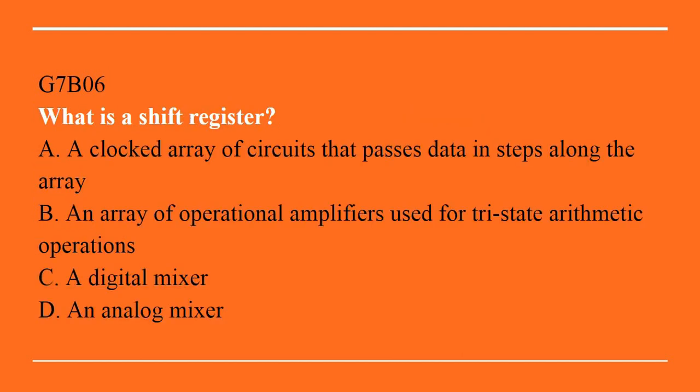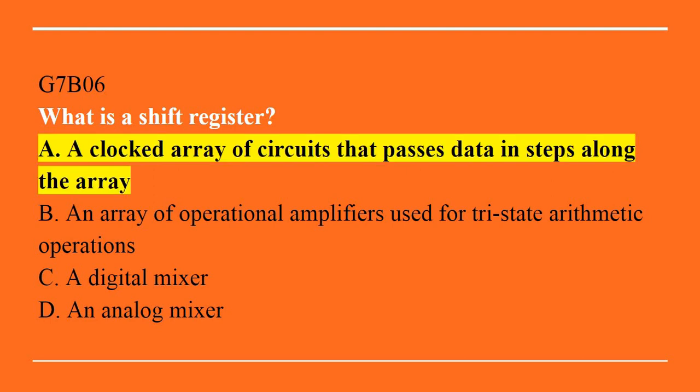G7B06, what is a shift register? A, a clocked array of circuits that passes data in steps along an array. B, an array of operational amplifiers used for tri-state arithmetic operations. C, a digital mixer. Or D, an analog mixer? Answer here is A, a clocked array of circuits that passes data in steps along the array.